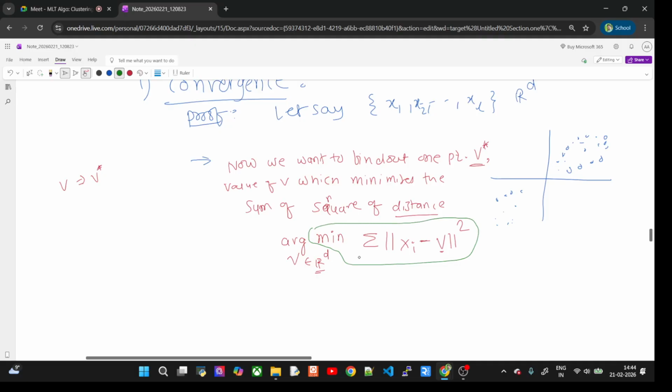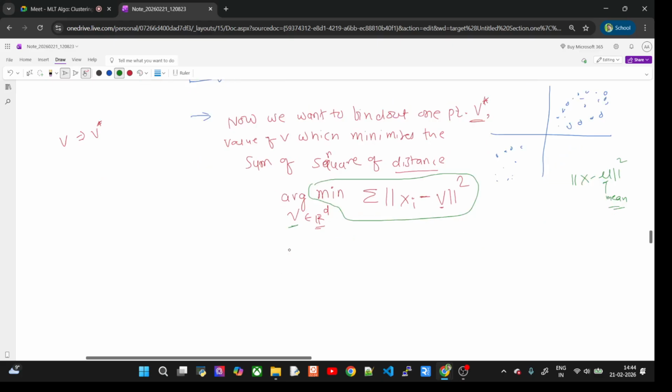You need the minimum value of this equation by choosing some value of v. Earlier we used to take (x minus mu) whole square, and we said this mu is the mean, correct. What is this v? Indirectly this is also the mean, but we have to show whether it is the mean or not, so we have to do that derivation.